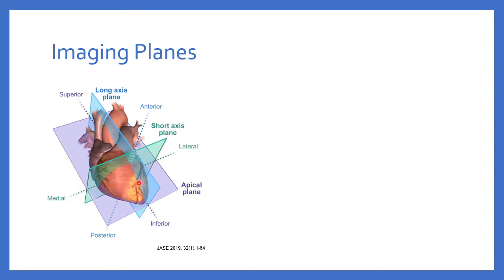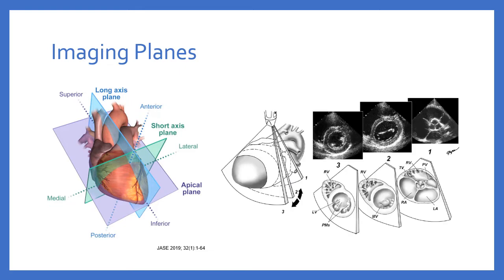And we can even come down here to the apex and point the probe up towards the heart, and that gives us an entirely different plane. And so think about this as you're obtaining images at the bedside because it'll help you understand why the images look the way that they do. At the same time, we can get an image using the probe and we can just sweep back and forth, and it will give us very different views of very different parts of the heart.